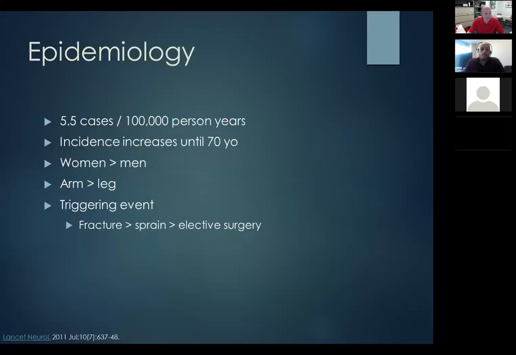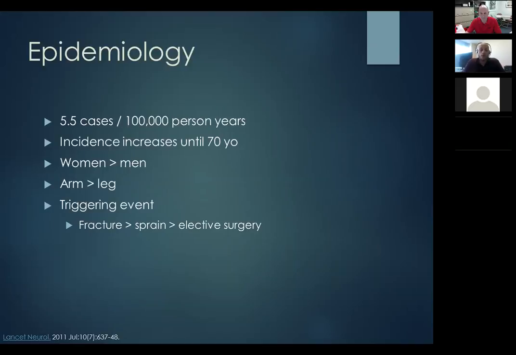So how common is this disorder? Well, there are about 5.5 cases per 100,000 patient years. So it is expected that about 20 to 80,000 new cases of CRPS should be identified each year in the United States. Incidence increases until about 70 years old, where it somewhat falls off. Women are about 3 to 4 times more likely to develop the disease. Not only that, but when they do develop it, it is typically considered more extreme pain than if a male develops the disease.